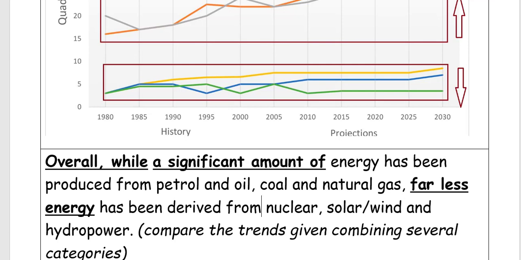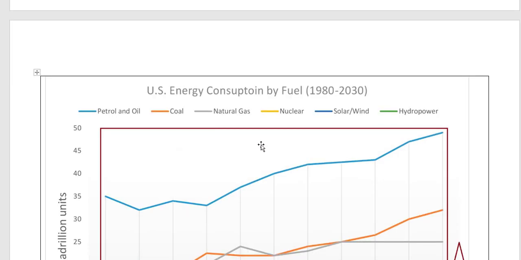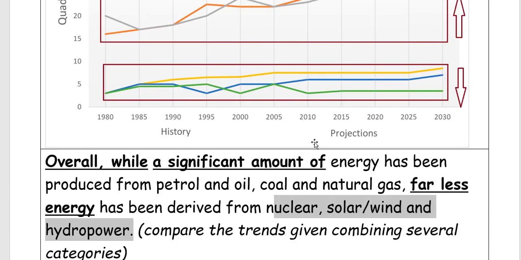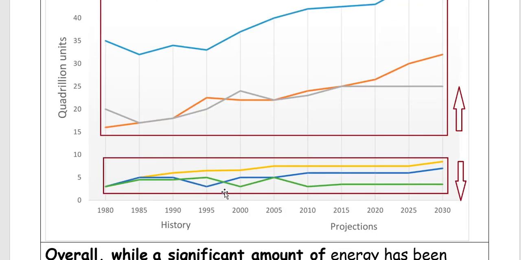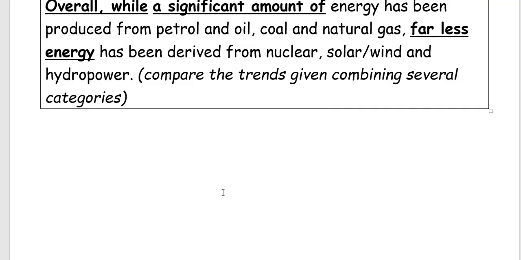And then far less energy, in this case far, which basically means much less energy, has been derived. Derived means taken from nuclear, solar, wind, and hydropower. So here we have solar, wind, hydropower, okay, and nuclear. So all of them are in this category, and it's obvious that the figures were much lower. All right, let's move on.